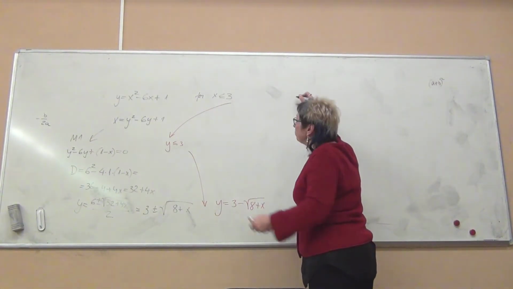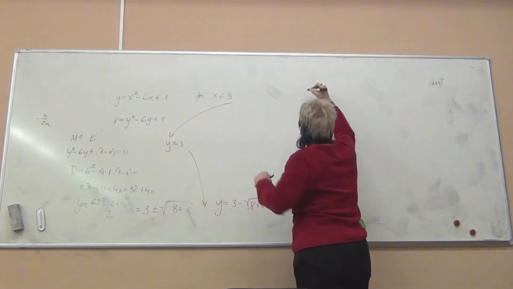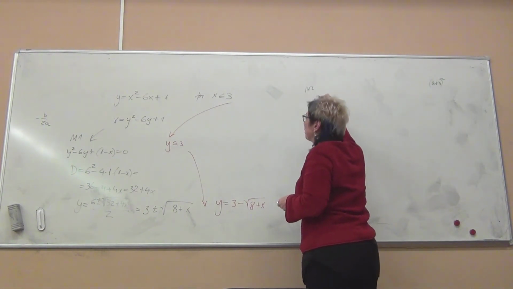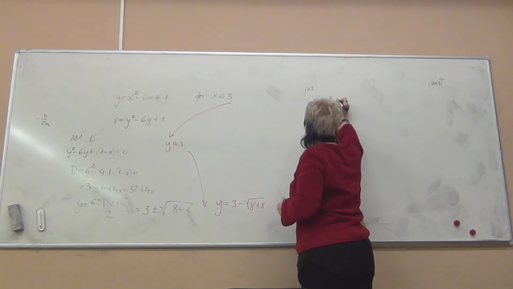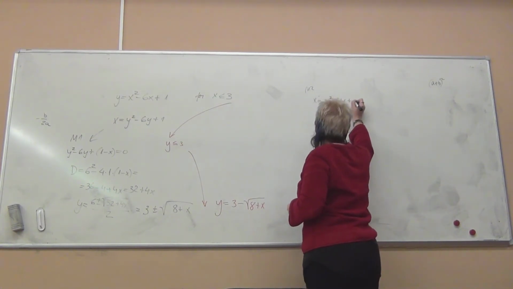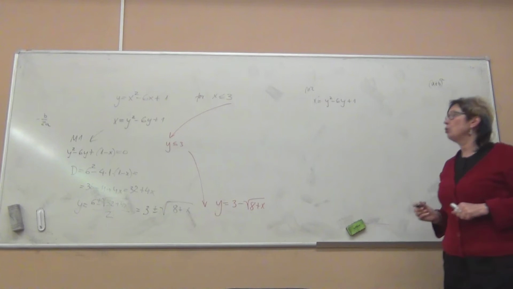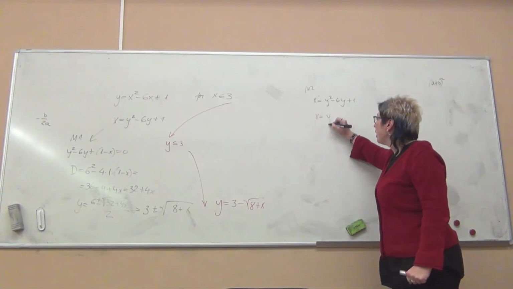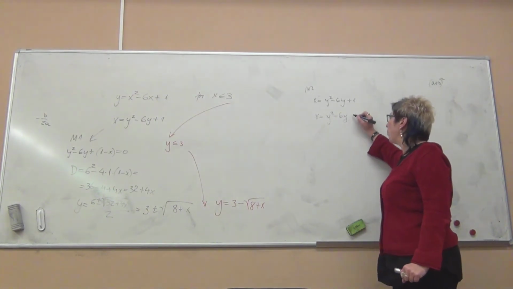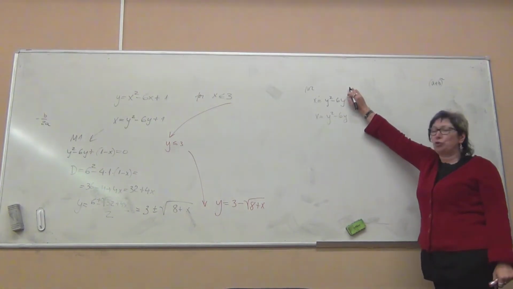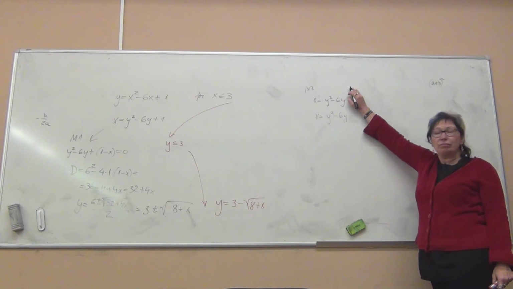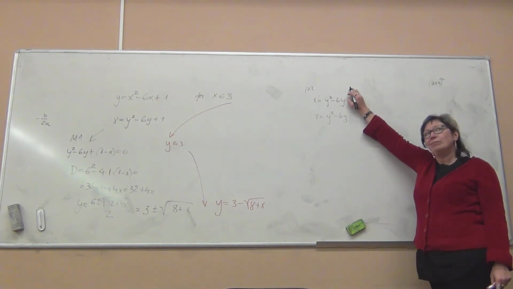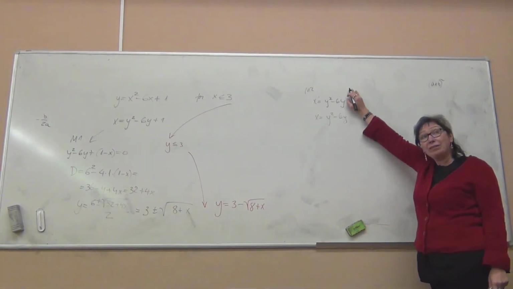So for this one, method 2. I have x equals y squared minus 6y plus 1. And I will try to separate the perfect square from this. So x equals, if I want a perfect square, instead of 1, what should I have? 3? No. 3 squared, 9.